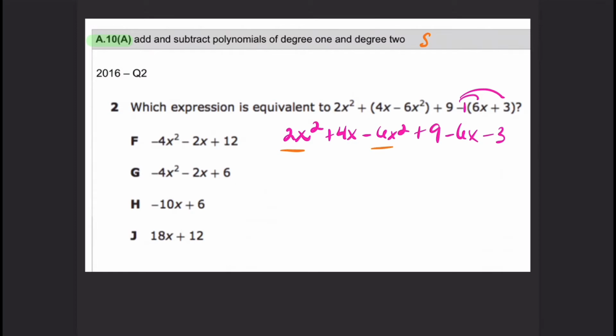2x squared minus 6x squared is negative 4x squared. 4x minus 6x is negative 2x. 9 minus 3 is positive 6. So based off of the answer choices, our answer is G.